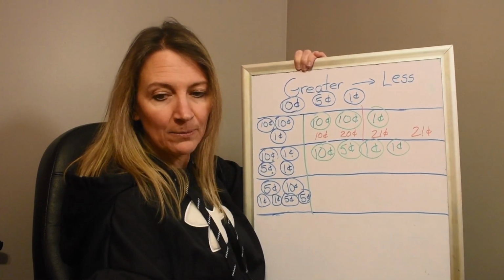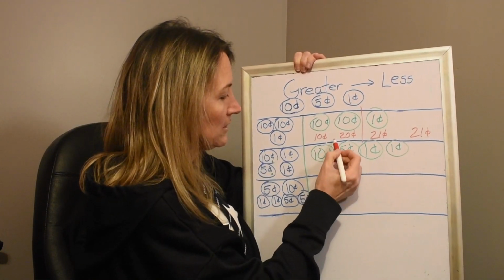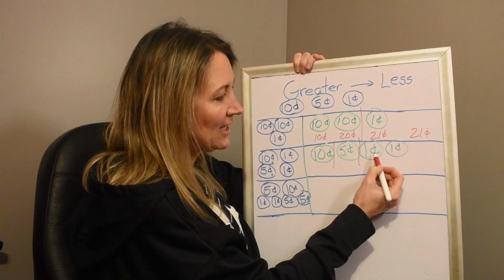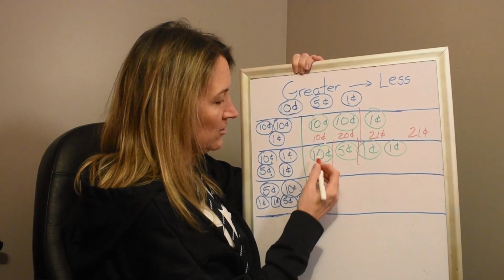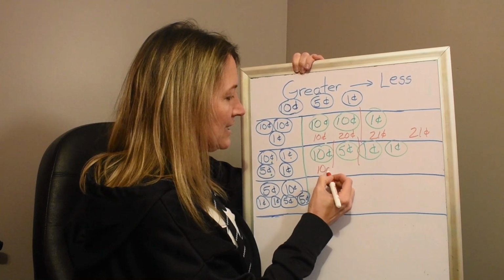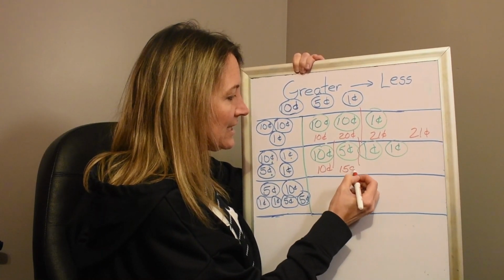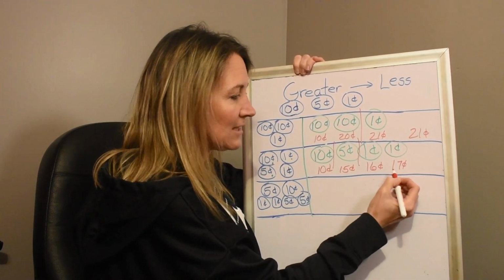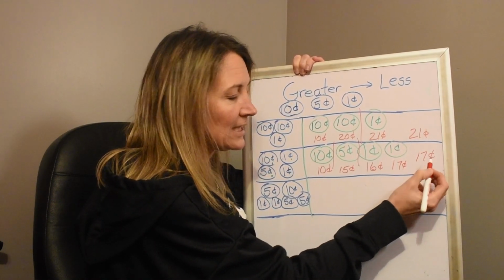So I'm going to get my color here, and I'm going to separate my 10 from my 5 cent, my 5 cent from my pennies. So now when we count, we have 10 cents, 15 cents, 16 cents, 17 cents. So our total is 17 cents.